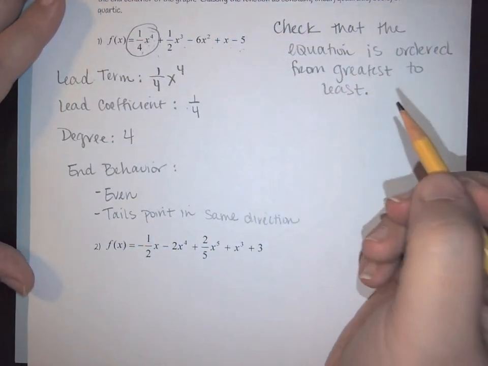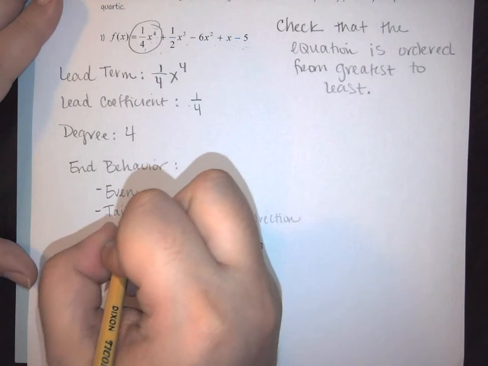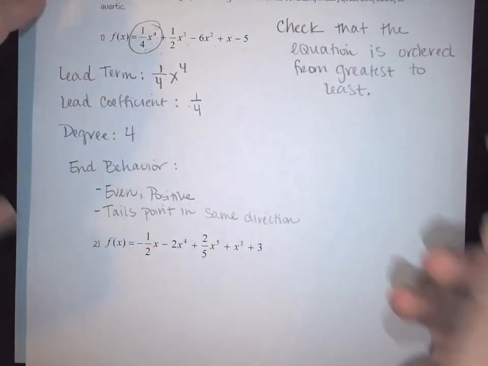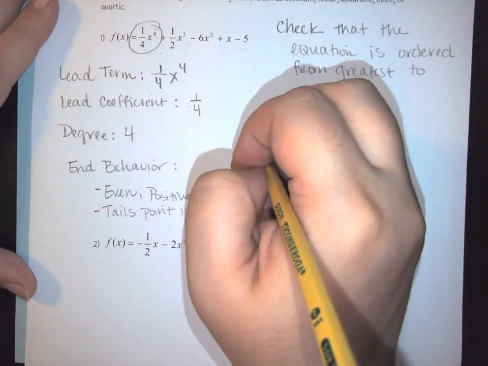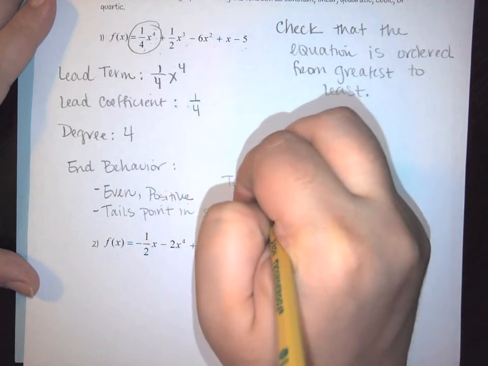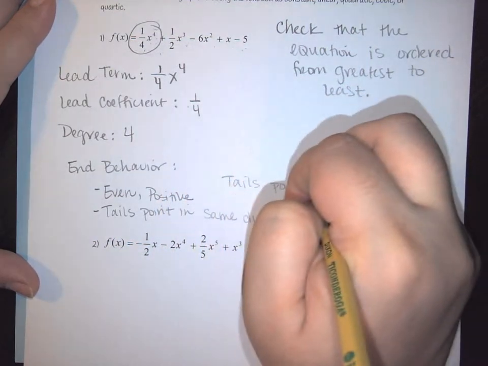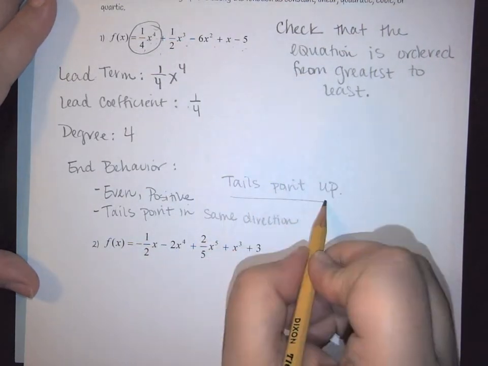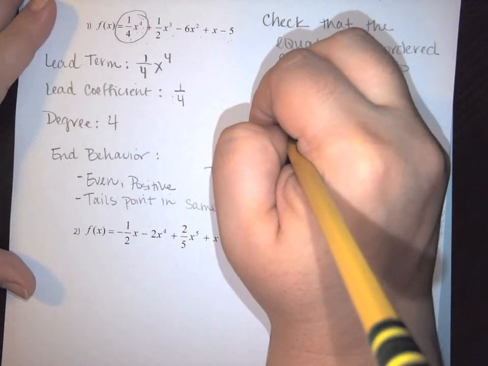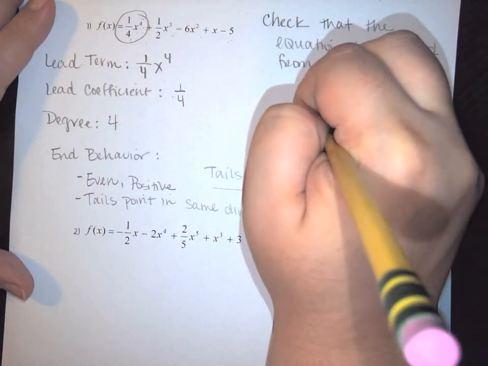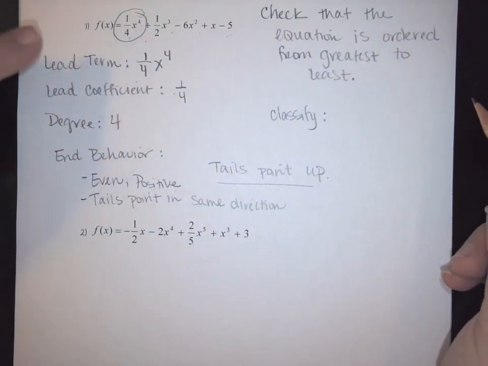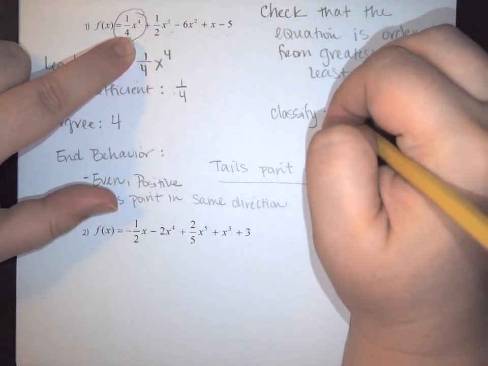So what exactly is the end behavior? Well, not only is it even, but if you notice, it's also positive. Therefore, my end behavior is going to be that my tails are going to point up. Okay, that's the end behavior. And then last but not least, we have to classify. Well, if you remember from the chart on the previous page, a power of 4 is classified as a quartic.